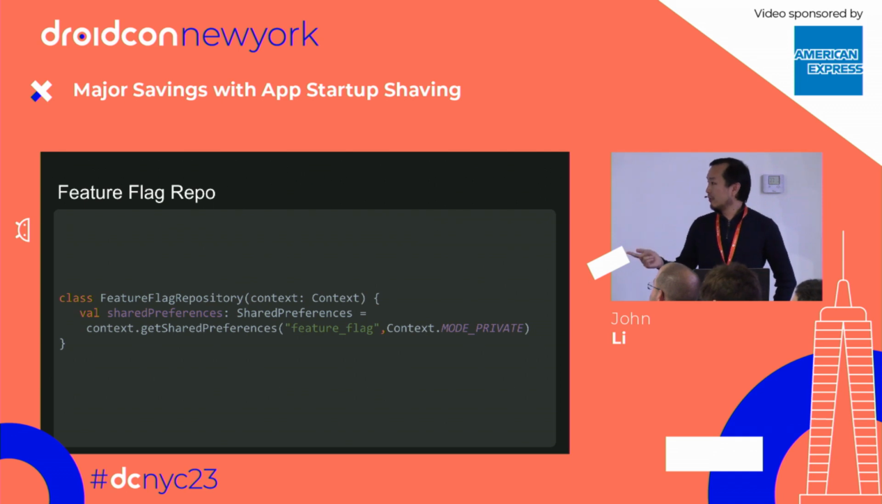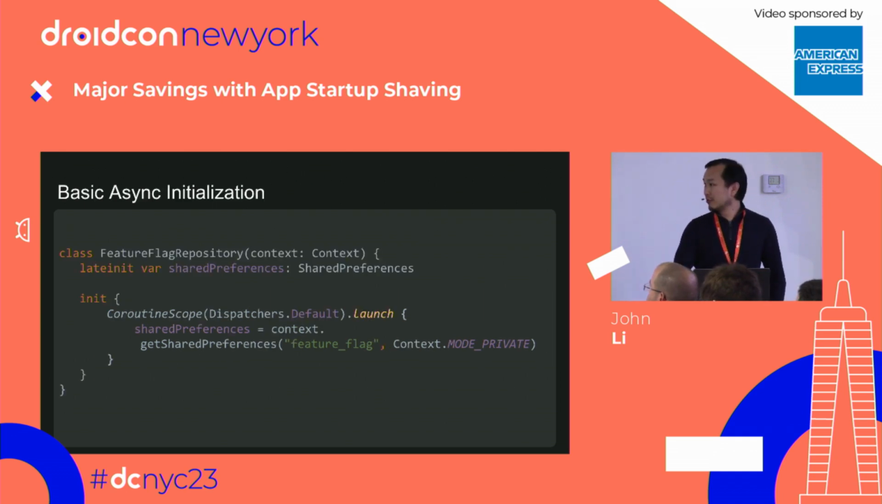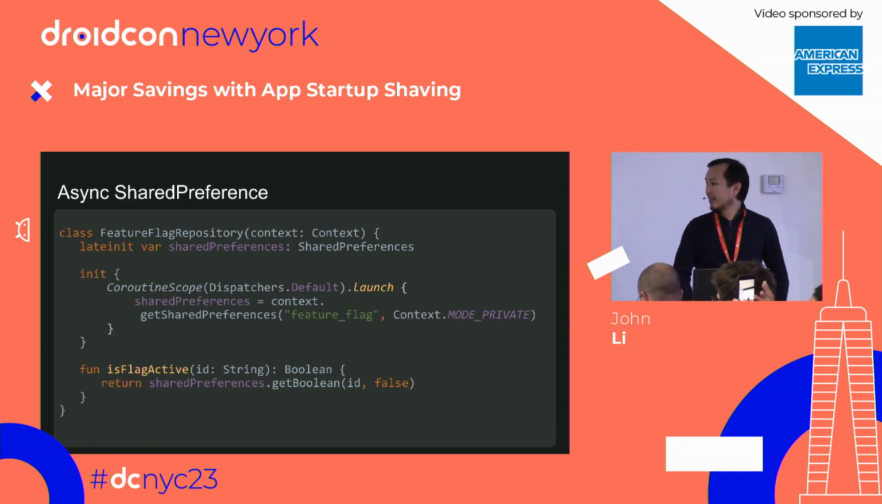And let's go back to our feature flag repository. How can we parallelize this? Well, one very simple way is to make it late initialize, and in the actual constructor block, the init block, we can initialize it inside a coroutine scope. And for this example, let's say we have an extra method, isFlagActive, where we get the Boolean. This is part of the class, and it will explain the next part.